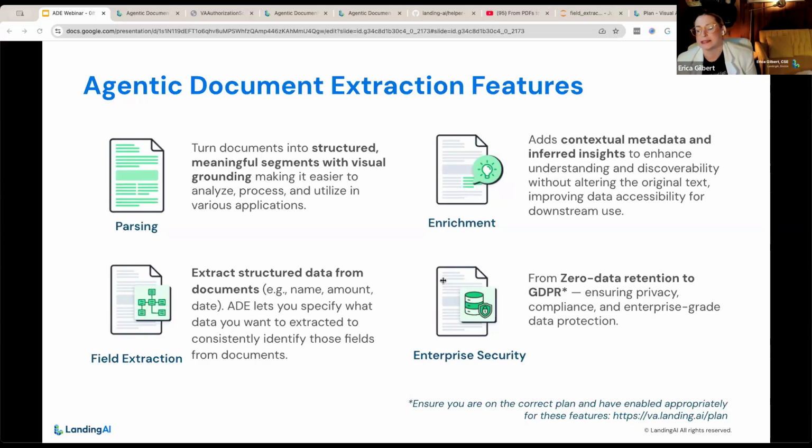And then, of course, really key to this, and part of what we're going to go through today, is providing enterprise grade security. So configurable privacy, and do pay attention to how your environment is configured. And you can read more about those features at va.landing.ai/plan. But we're configurable, from 0 data retention to GDPR grade protection.